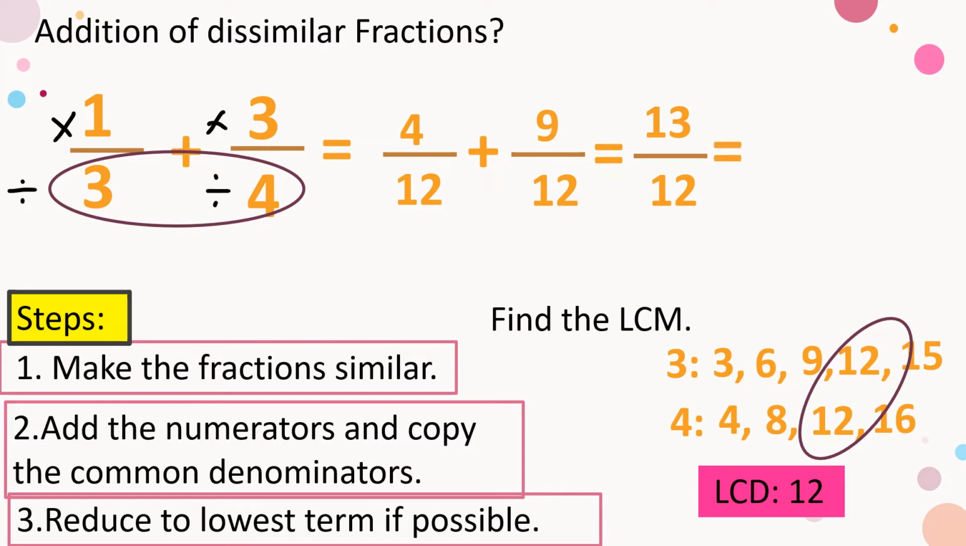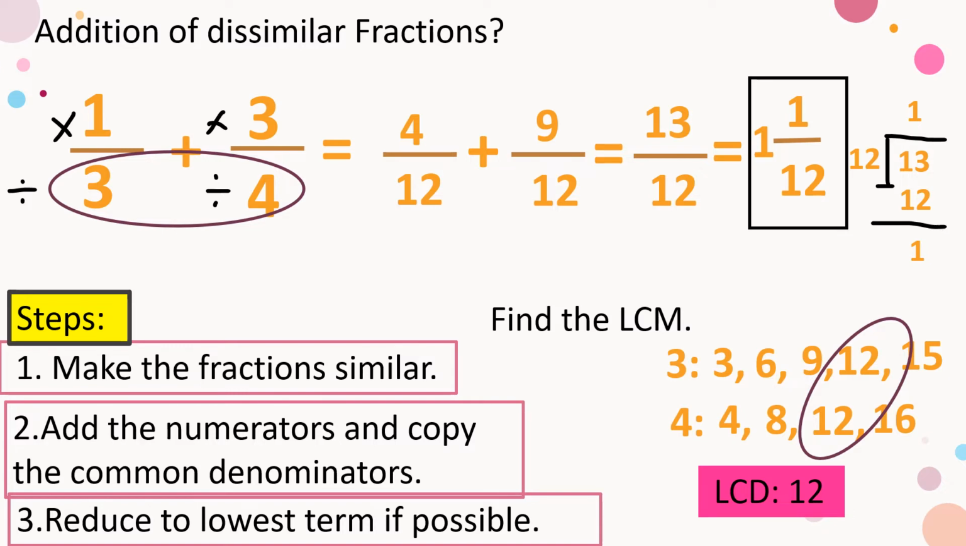That is 13 divided by 12, and that is 1. 1 times 12 is 12. 13 minus 12 is equal to 1. So now, in mixed numbers, 1 and 1/12. This 1 here should be the whole number, and the remainder will be the numerator, and the divisor 12 will be the denominator. So 1/12.